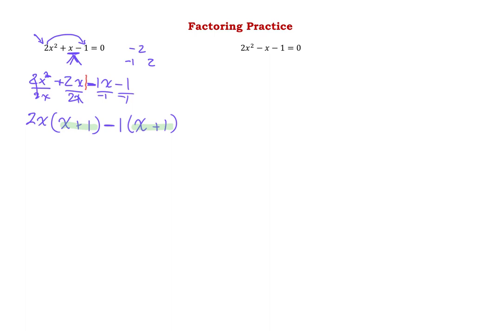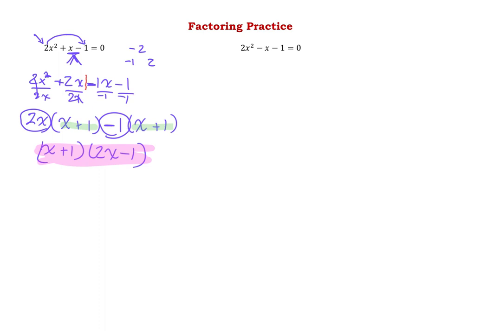So now we write one of those, x plus 1 is one of the factors, and then this outside 2x and this outside -1 combine to be the second. And that is how you factor a trinomial with a leading coefficient. So the only thing that you have to pay attention to is the signs.